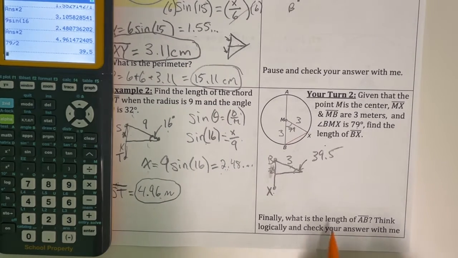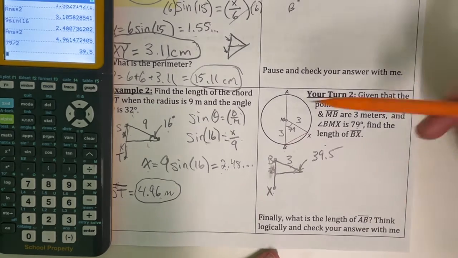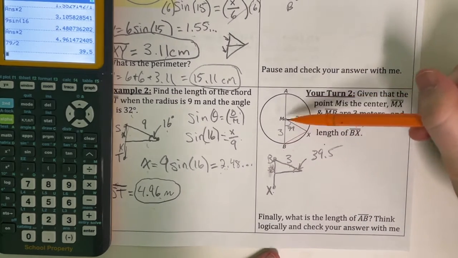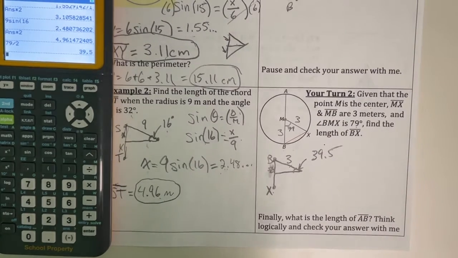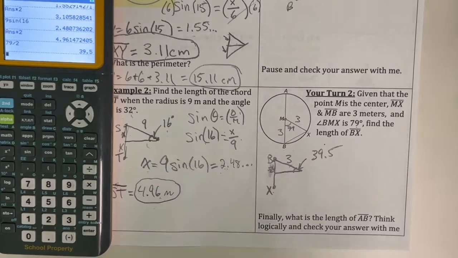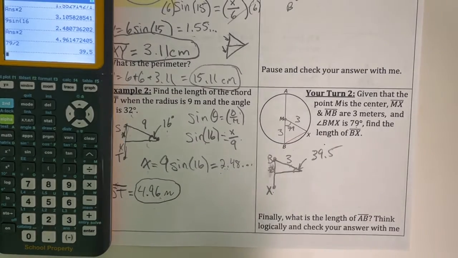And then lastly, it says finally, what is the length of AB? And if you notice, it goes from edge to edge through the center. So again, think logically and check with me. And make sure you can pause the video for yourself before moving on.